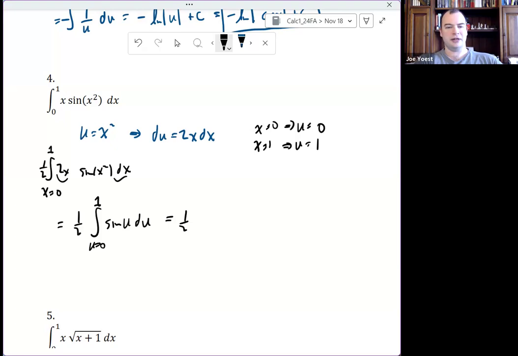So this is 1/2. Now I integrate sine u to negative cos u from 0 to 1. Or this is negative 1/2 times cos 1 minus cos 0.